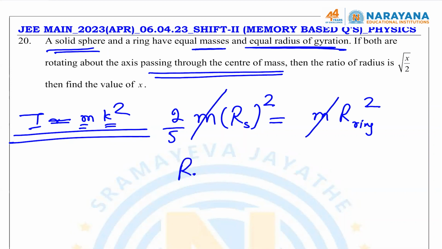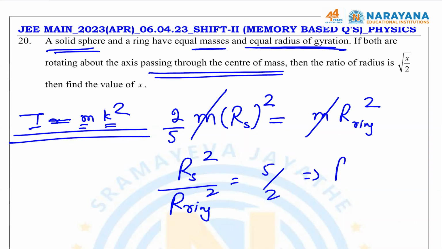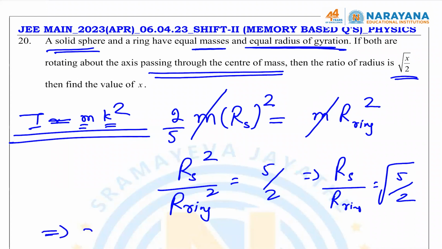So this gives you radius of the sphere squared over radius of the ring squared is equal to 5 over 2. So the radius ratio will come out to be root of 5 by 2. And we have to compare it with root of x by 2. So I'll get x equals 5 here. So this is a numerical answer. Answer is 5.